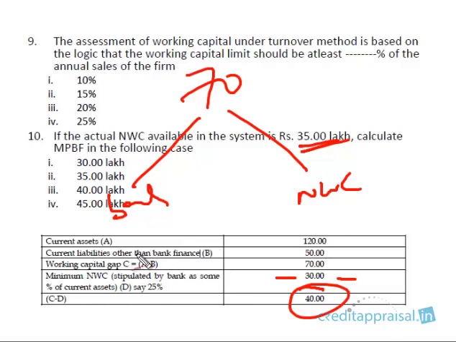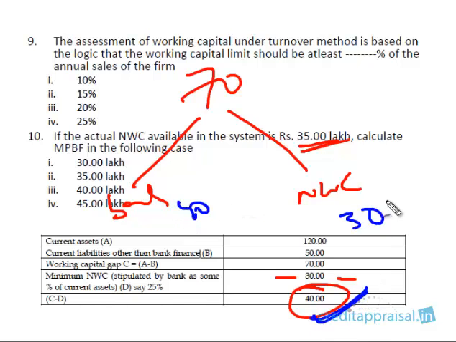The creditors are already included here, right? Current liabilities other than bank finance. So this 70 has to be financed by the bank and the NWC. Whatever may be the combination, it should not exceed 70, because in that case we will be ending up over financing the company. So if NWC happens to be 30, then the bank can definitely give 40.